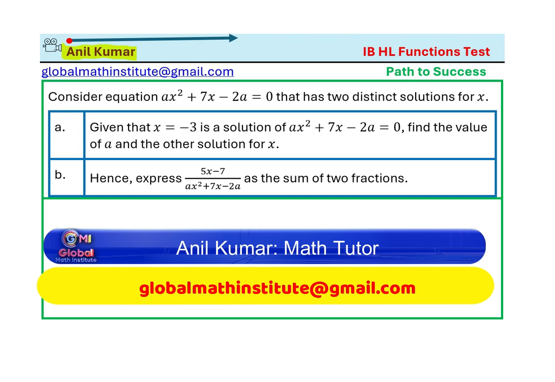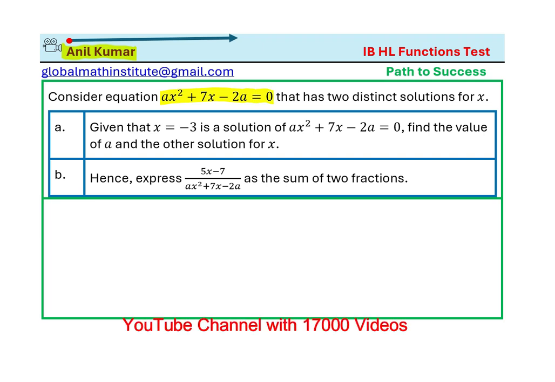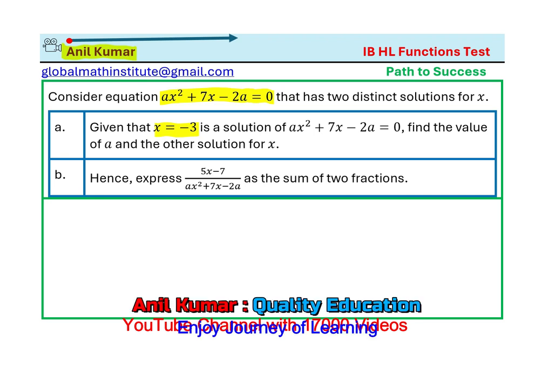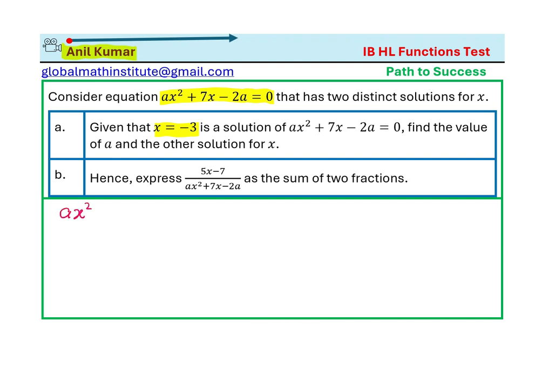Now let's see, how do we solve this equation? We are given a quadratic equation which is ax squared plus 7x minus 2a, and also given that x equals minus 3 is a solution. It means that if I substitute minus 3 in the equation, I should get 0, right? So let's work on that. So we have ax squared plus 7x minus 2a equals 0. This equation is satisfied when we put x equals minus 3.